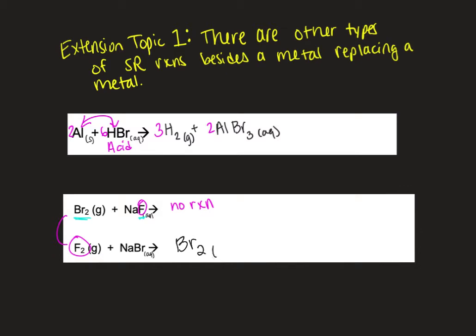Now, interestingly, bromine's a liquid at room temperature. You don't need to know that. And then Na will get together, not F2. You can't just blindly copy those things, but Na plus, F minus, so NaF, and this is going to be aq, and then you need to balance by putting a 2 here and a 2 here.